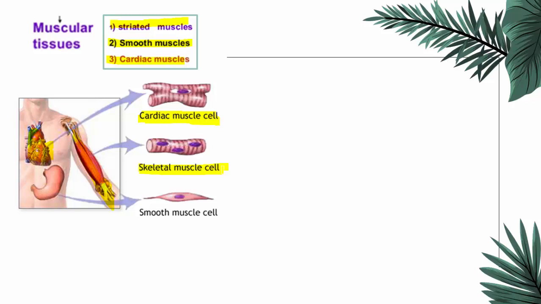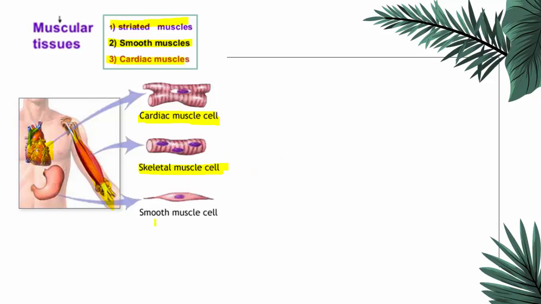Say for example, if you want to lift your hand, then only you will lift. Otherwise, the hand, leg or something else in the body does not move without our intention or without our orders. So skeletal muscles are voluntary in function. They work according to our will and wish.